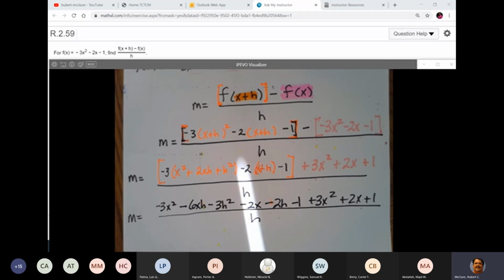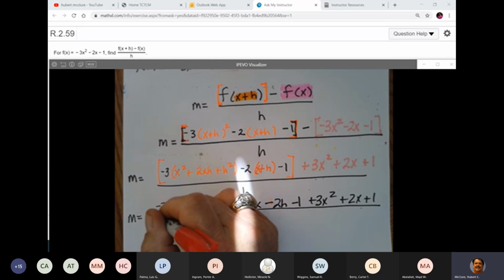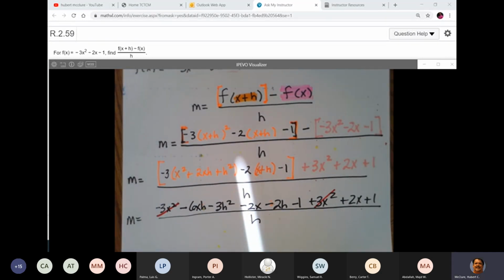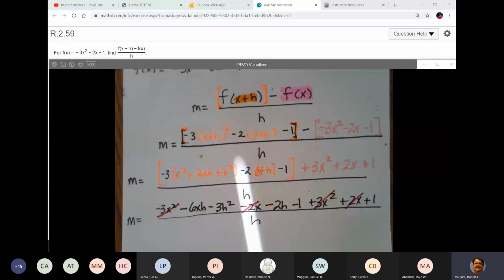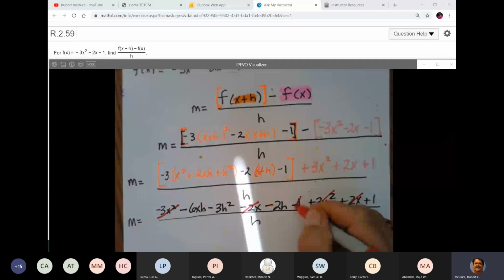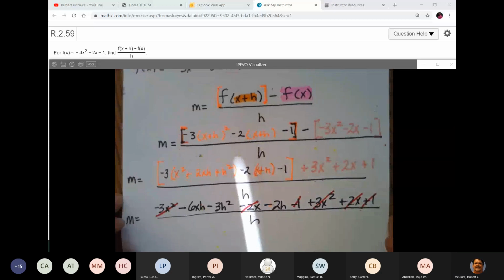Let's look. Let's take our red marker out. Is there a positive 3x squared anywhere? There it is. Is there a 2x and a negative 2x? Oop, there it is. Is there a negative 1 and a positive 1? Oop, there it is. That's supposed to happen.